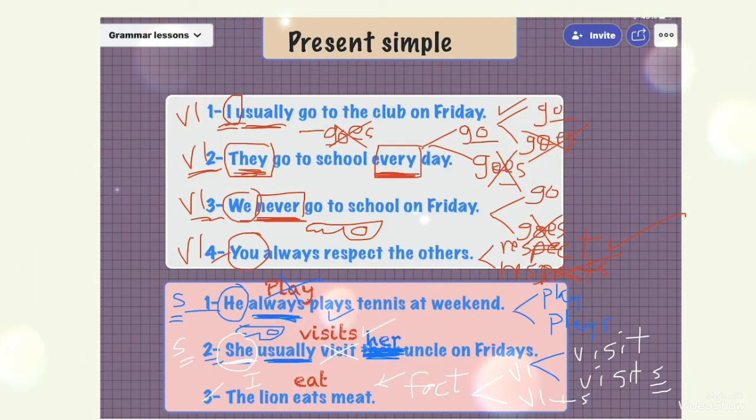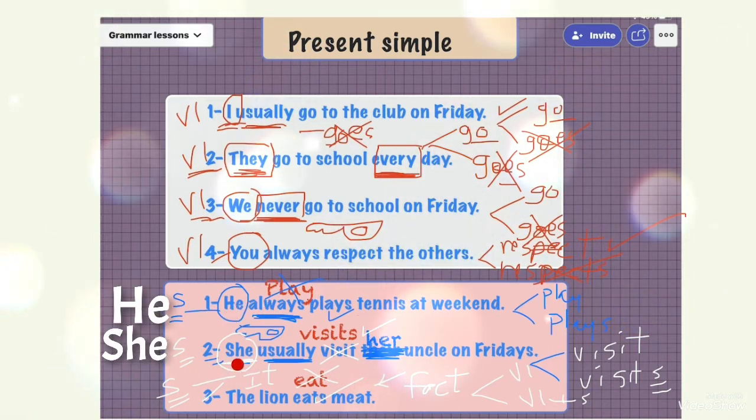It takes S. So it will be eats. It will never be eat. So let's read the examples again. He always plays tennis at weekend. Why plays? Because I have always and he.